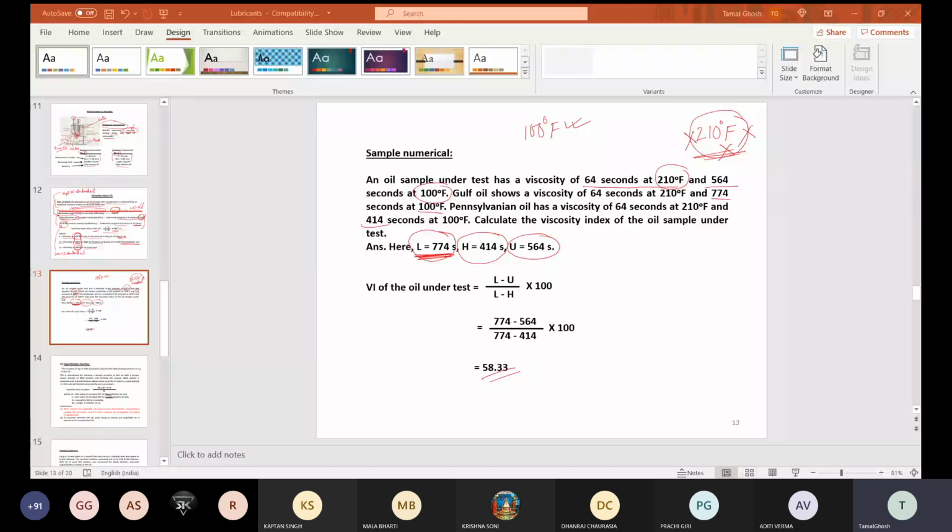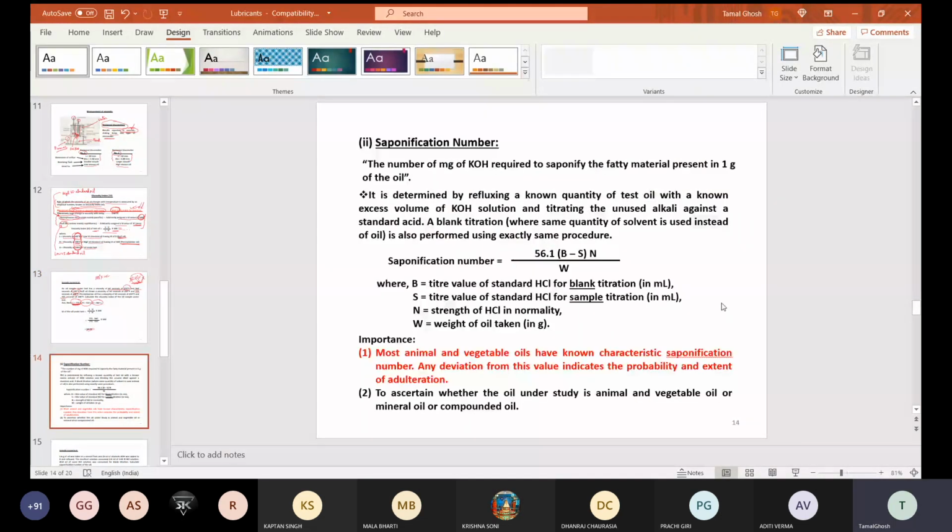Okay, so this is our slide number 13, sample numerical. We have discussed it. My voice is audible? Yes, sir. Okay, so now we will shift our attention to the second property, which is the saponification number.